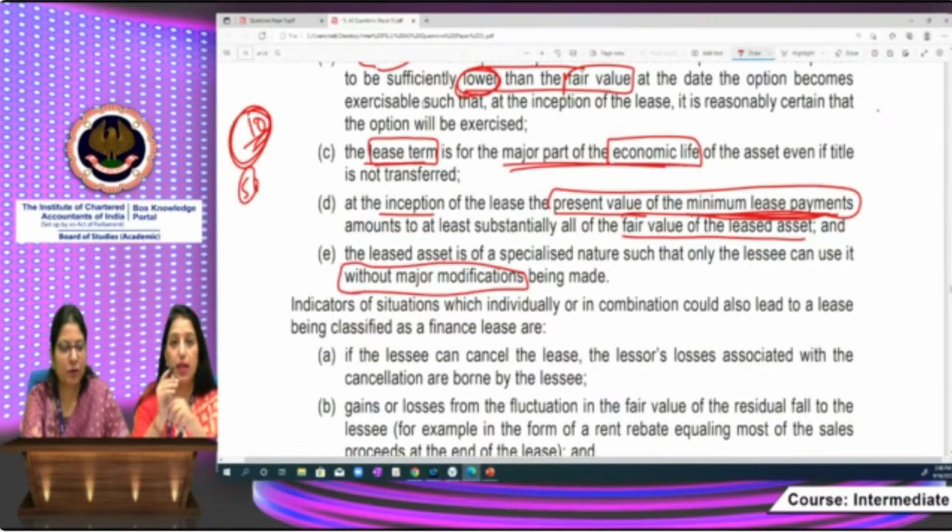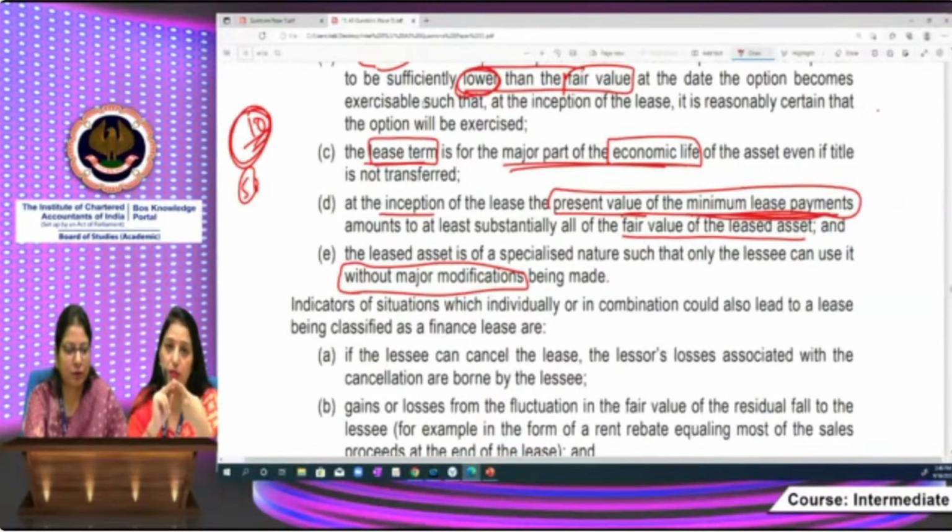That means the asset which you are using for the lease should be used after the period as it is, without any major modification. So these are the 5 points which you should consider when checking whether the lease is a finance lease or an operating lease.